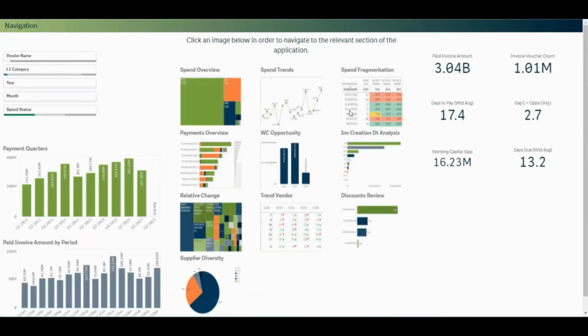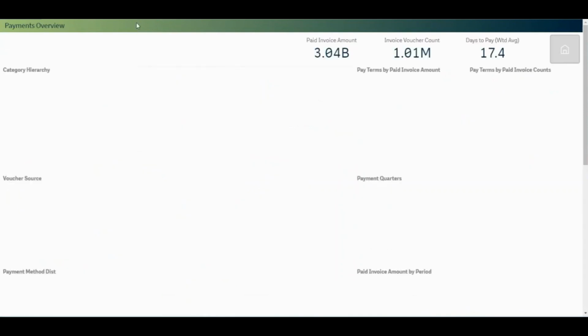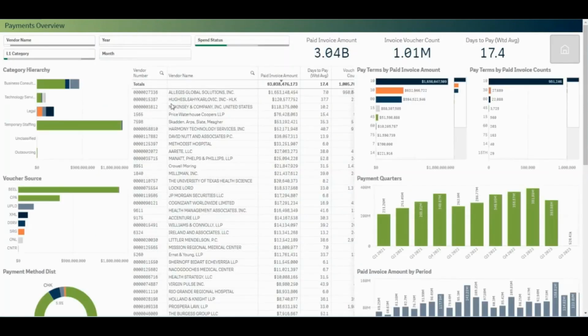I'm going to go to the payment overview here. Again, I'm still filtered on my professional services. This is limiting it so that if I'm the category manager on the procurement team for professional services, I can filter on this and focus on what I need to look at for my business. We can start looking at who the suppliers are that we have spend with, and how we are paying those suppliers. That's where you can see that we have a weighted average days to pay of 17.4 days.